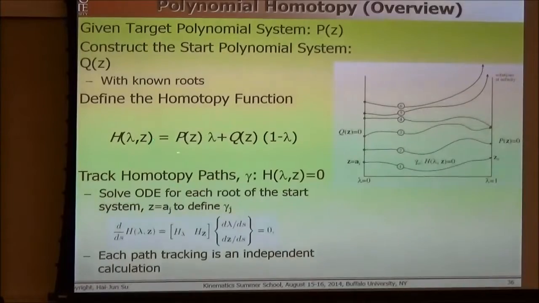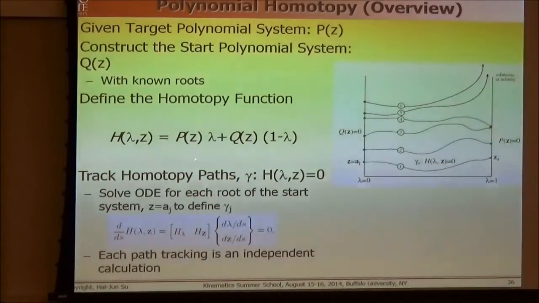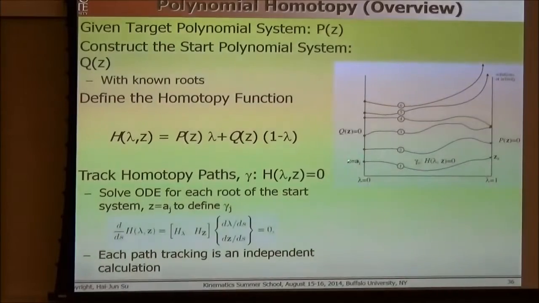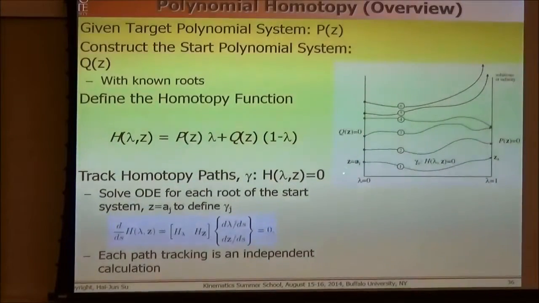And then you define the homotopy function by this. Here if lambda equals 0, it's starting from the start system. And then you vary lambda until lambda equals 1, where the homotopy function is just the target system. Okay. So the process is this: each of these points is a known solution to the start system.